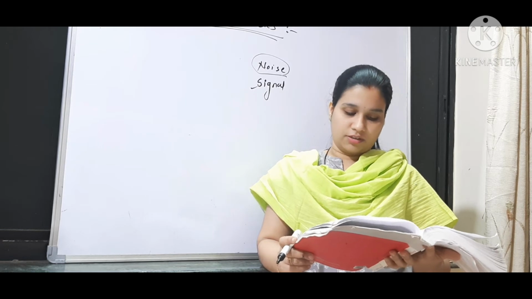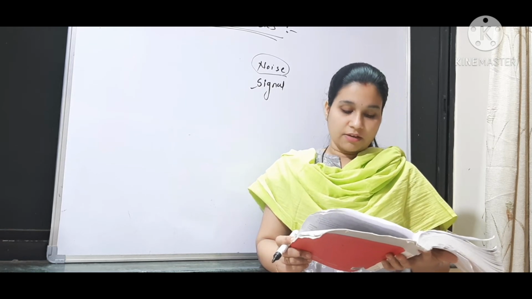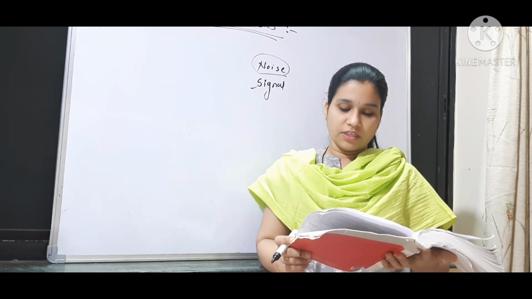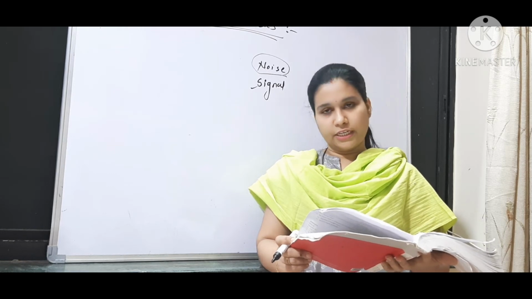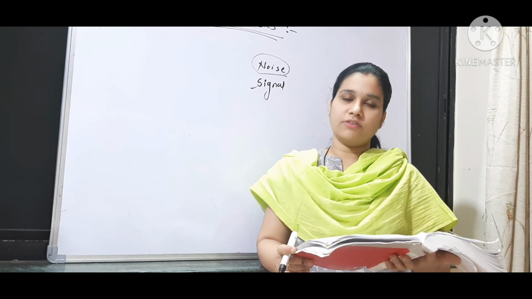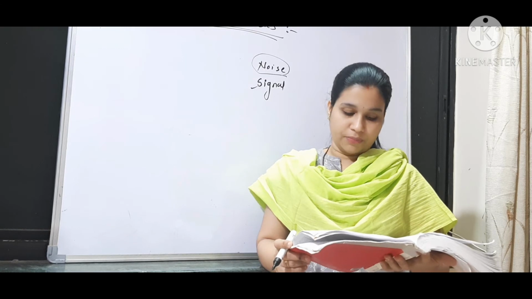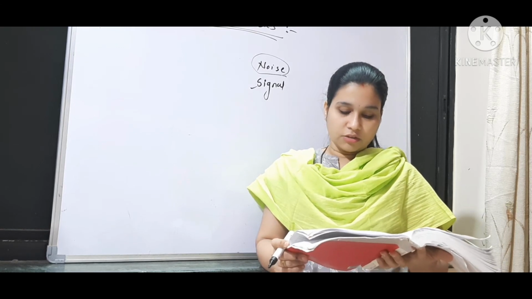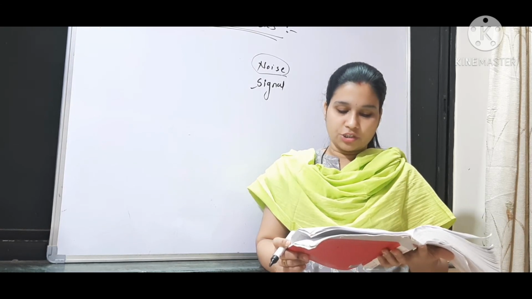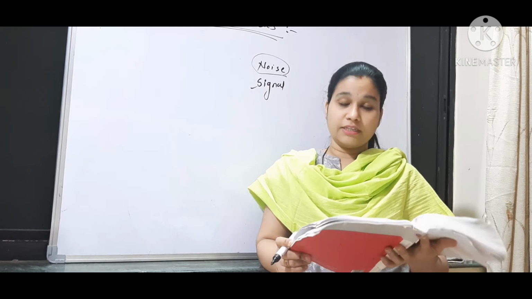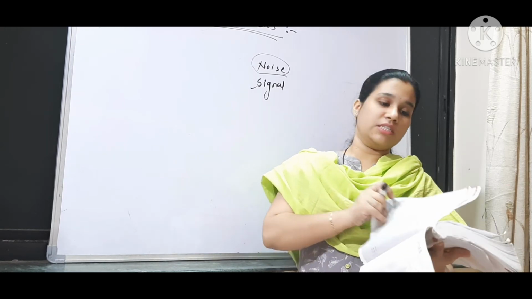Answer is noise. In time series, seasonal variation can occur within a period of 1 year only. Seasonal variation can occur within a period of 1 year. Question number 10. Wheat crop badly damaged on account of rain. Which type of variation is it?